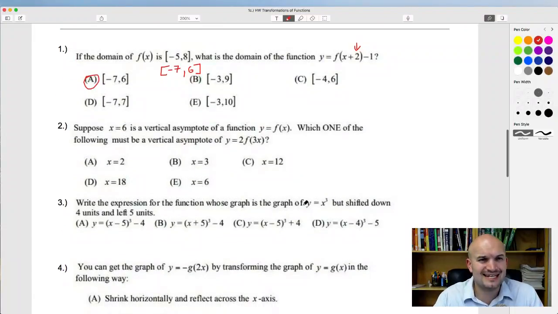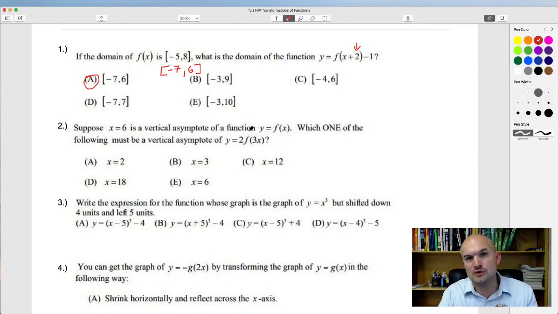Question number 2. Suppose x equals 6 is the vertical asymptote. Which one of the following must be the vertical asymptote of 2 f of 3x? So this kind of plays into the stretching and compressing. Notice that when we're adding and subtracting, that's the only thing that moves the graphs. When we're multiplying or dividing, that is what is just stretching and compressing the graph, right? So multiplying by 2 is a vertical stretch. That doesn't affect the domain and range. Multiplying by 3 inside the function is a horizontal compression. That's not affecting the domain and range.